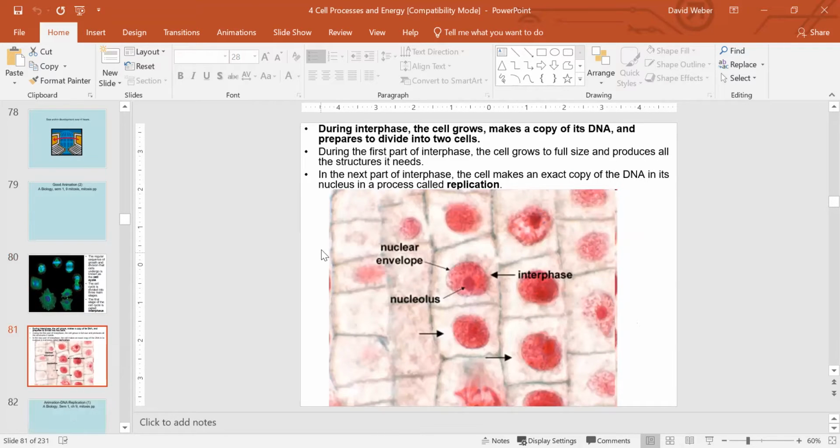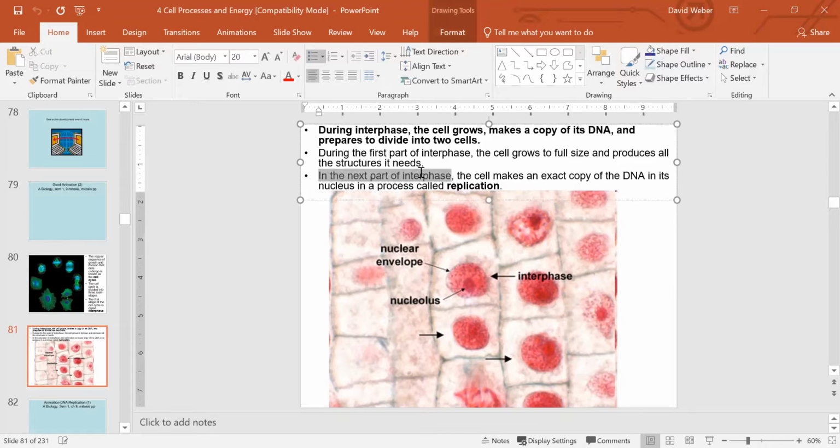During interphase, look, it's bold. You should write it. During interphase, the cell grows, makes a copy of the DNA, and prepares to divide into 2 cells. That's really important to remember. During the first stage of interphase, the cell grows to full size and then produces the structures it needs. In the next part of interphase, the cell makes an exact copy of the DNA in the nucleus, and the process is called replication. Hint, hint, you should write that down. It was bolded and it didn't bold, so you should write that down too. So the first one and the third one. Pause the video now, write it down, and then keep going.